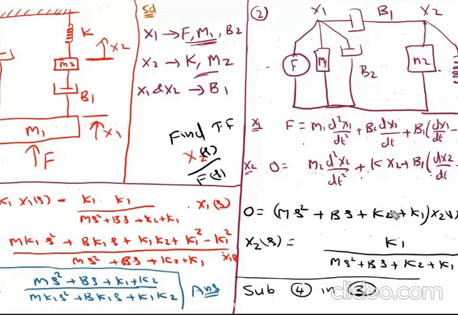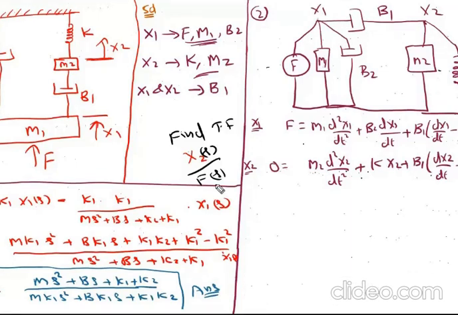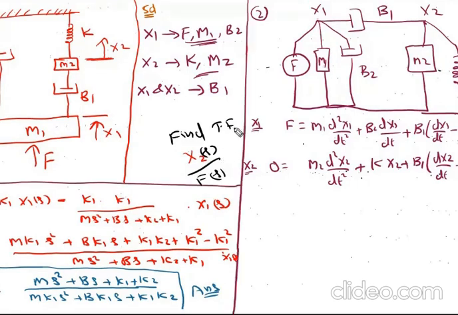Okay, so here is the almost end of the problem. The next step is he has asked you to find x2 of s by f of s. For these two equations you have to apply Laplace transformation and then rearrange the terms, and you will get the final answer.